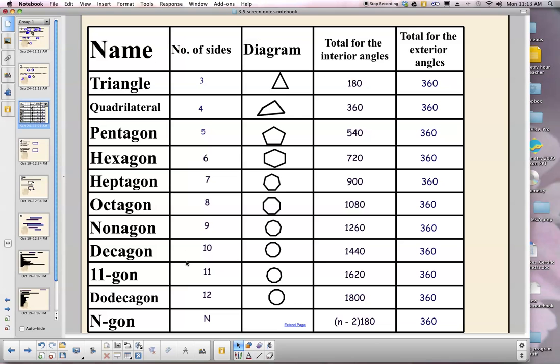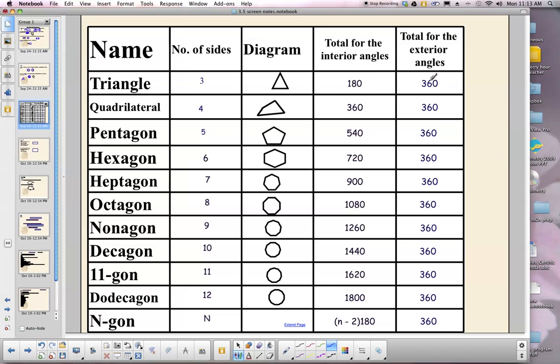Okay, now this is a big chart. It talks about the names for each of the polygons up through 12 sides that have been created. It gives an example of what it might look like, and it gives the angle measures for the inside of the angle and the outsides of the angles. The outside angles. So for example, we already learned that the interior angles of a triangle added up to 180.